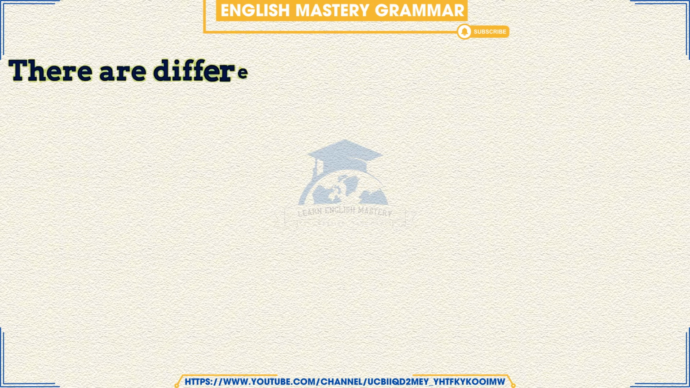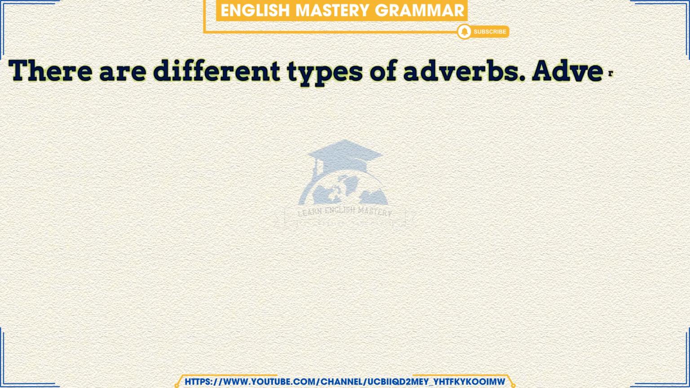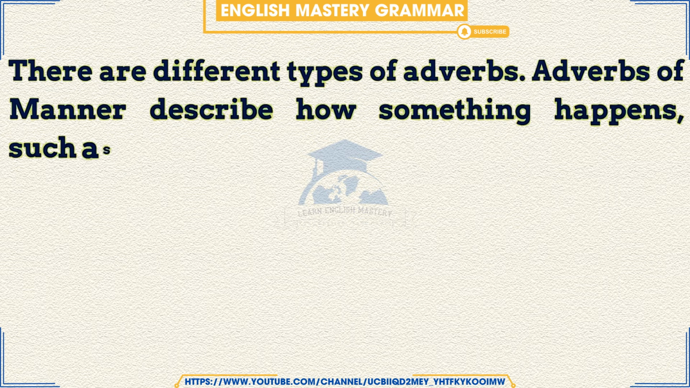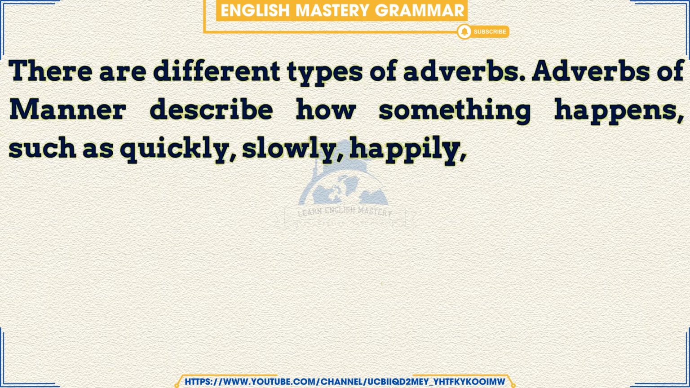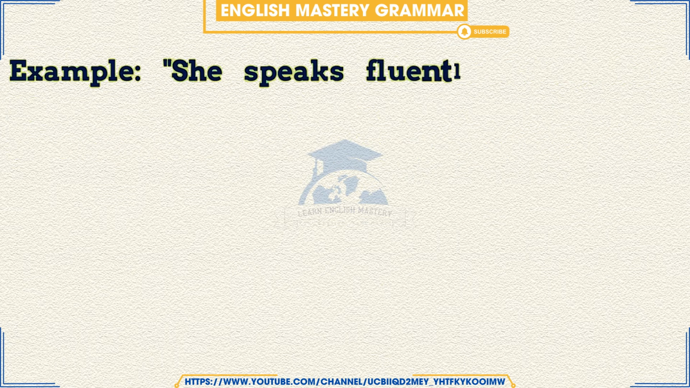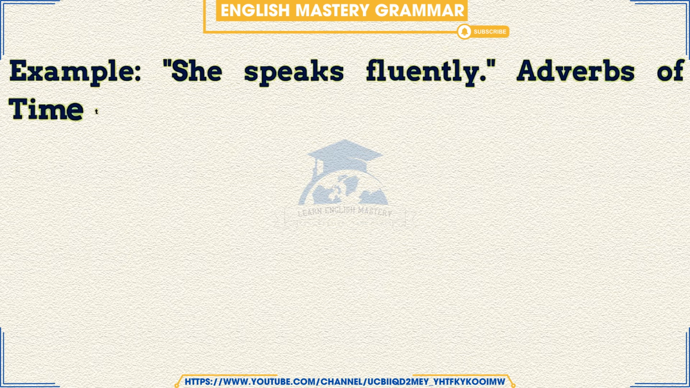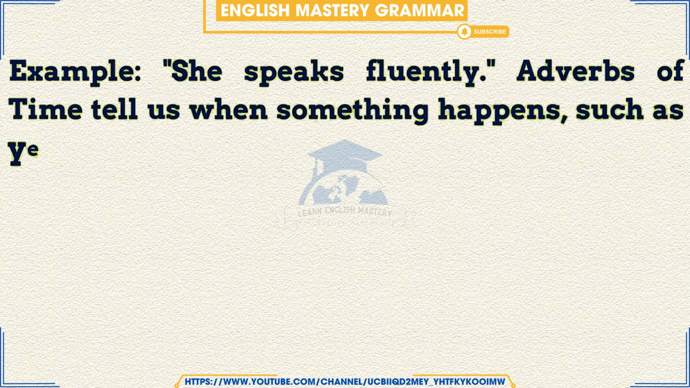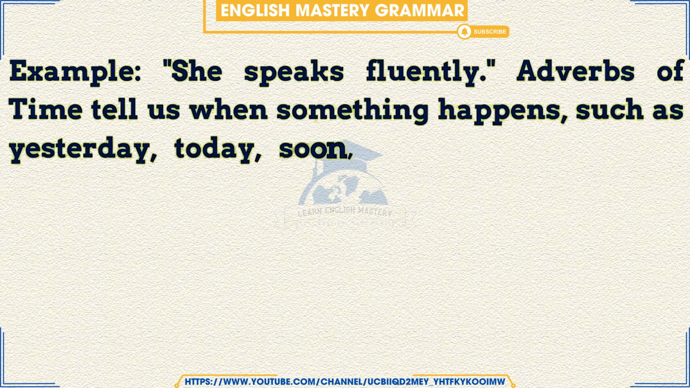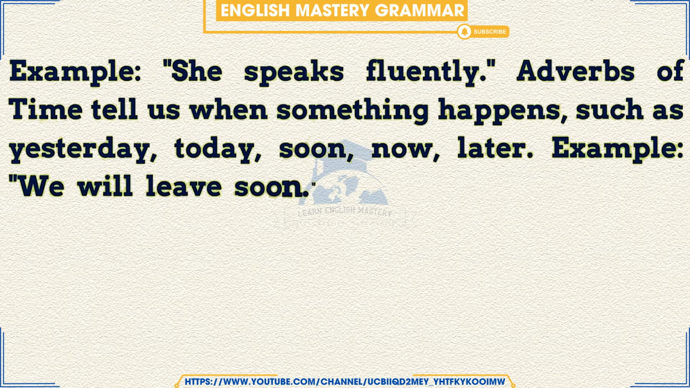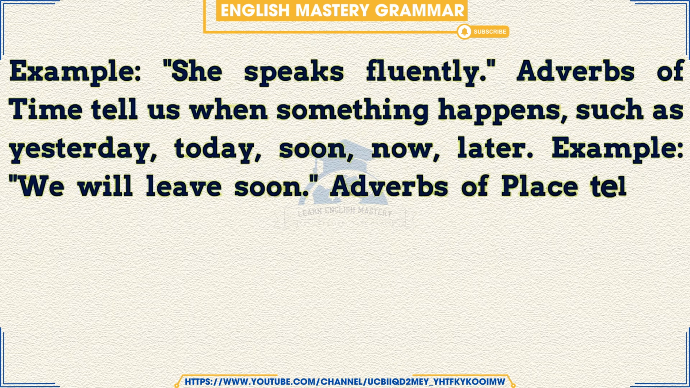There are different types of adverbs. Adverbs of manner describe how something happens, such as quickly, slowly, happily, badly. Example: she speaks fluently. Adverbs of time tell us when something happens, such as yesterday, today, soon, now, later. Example: we will leave soon.